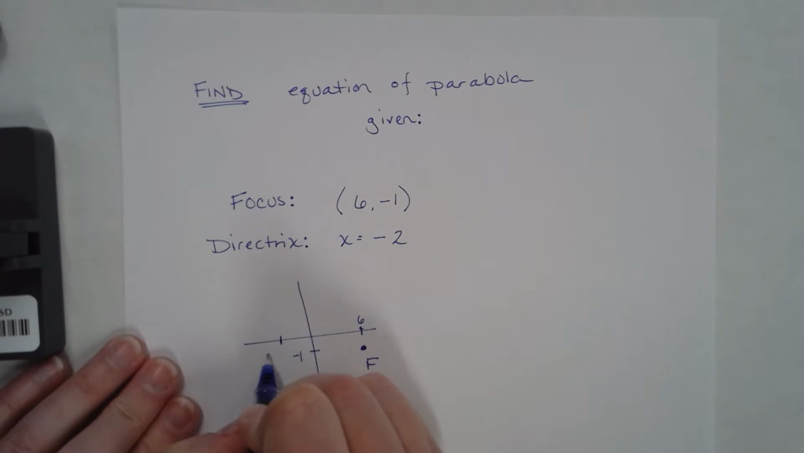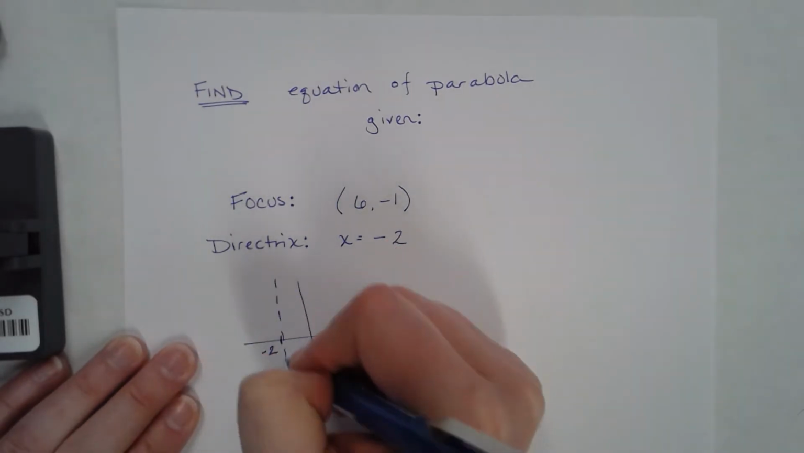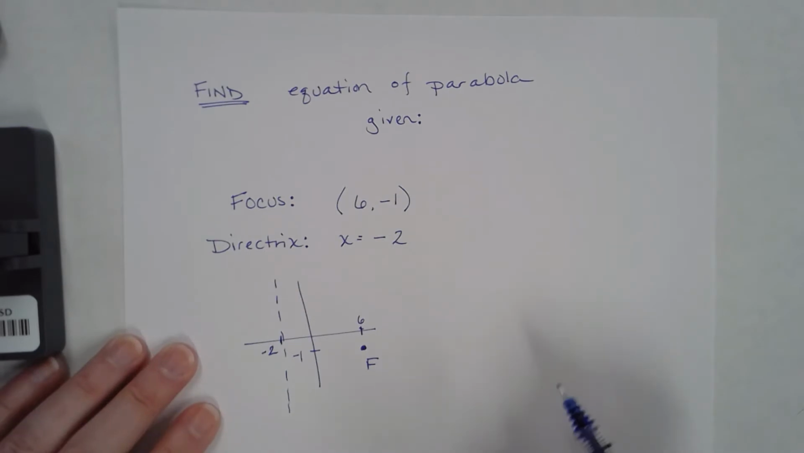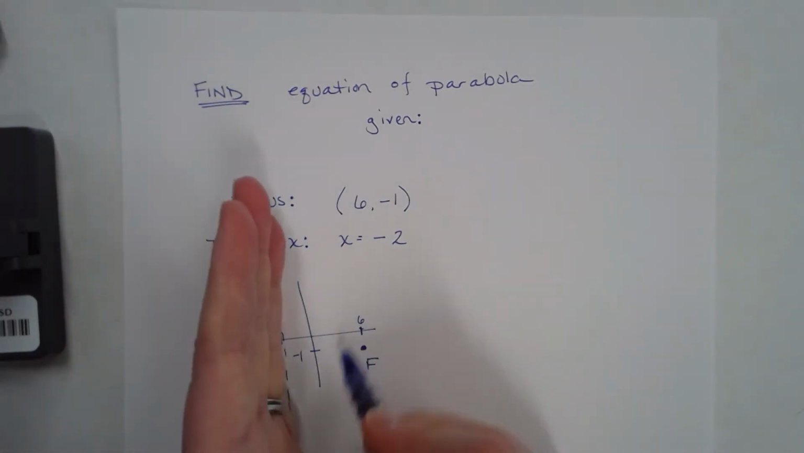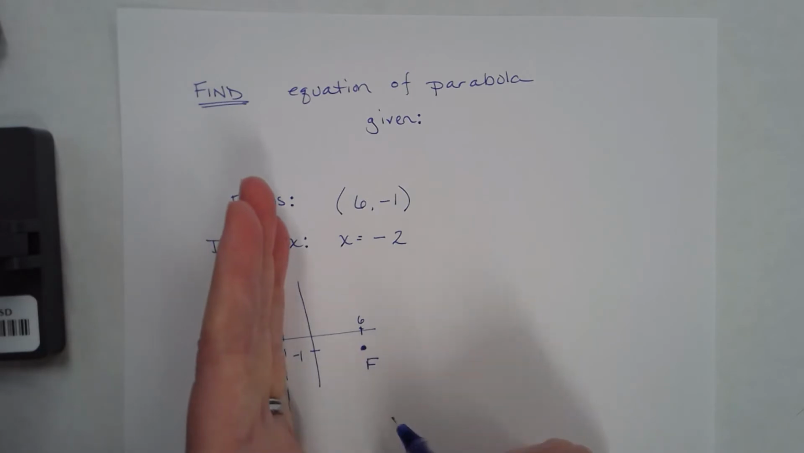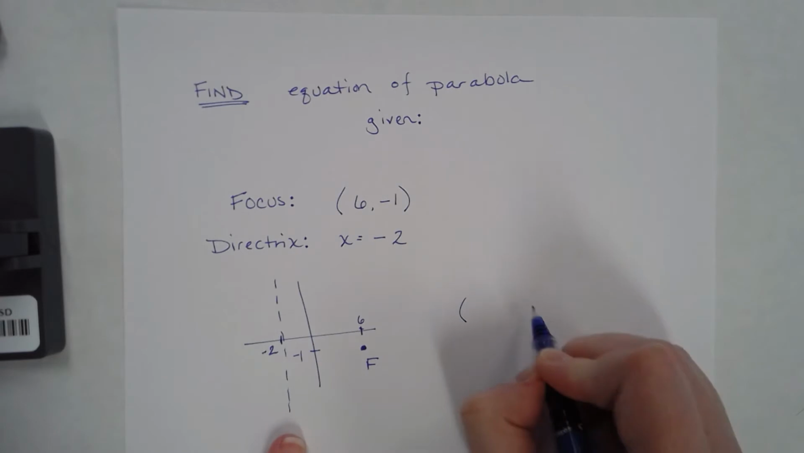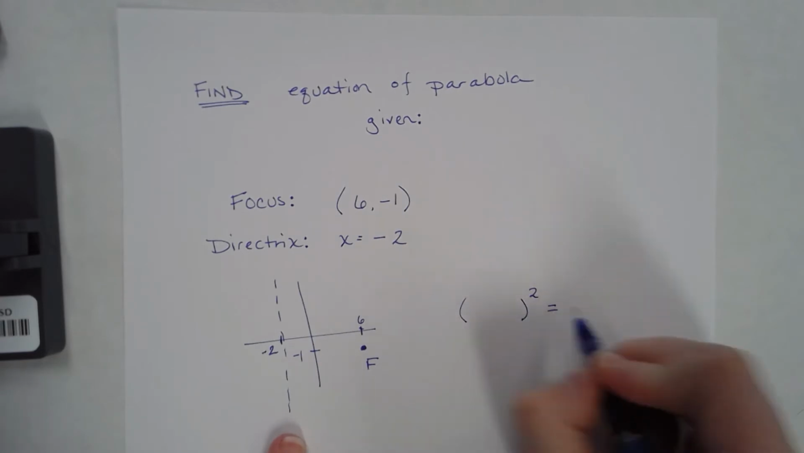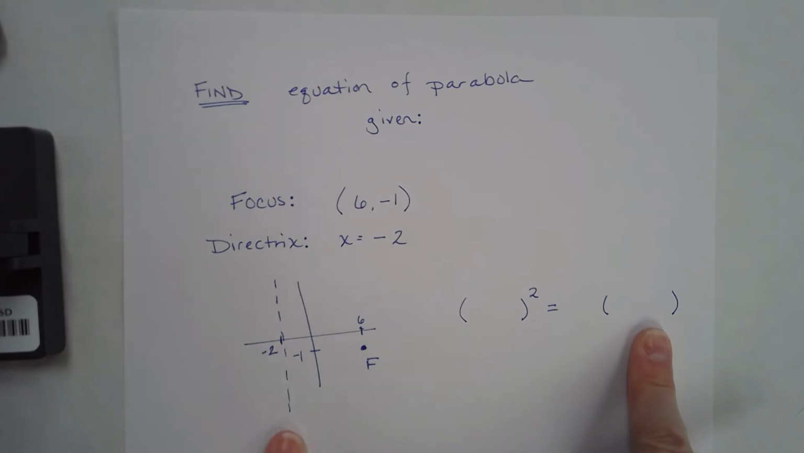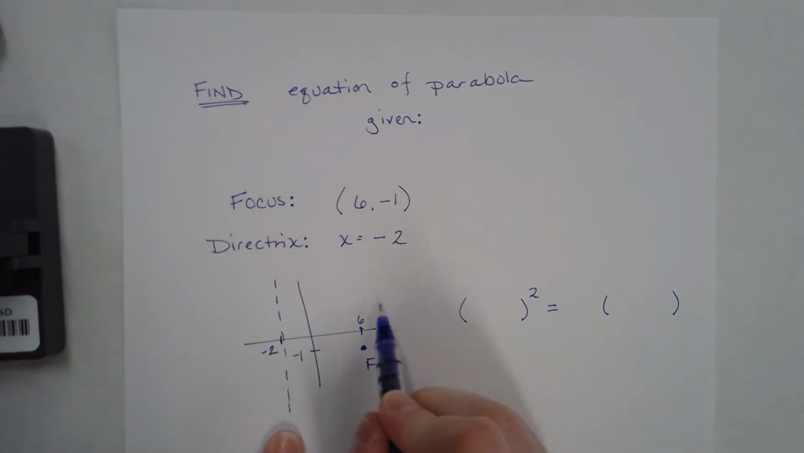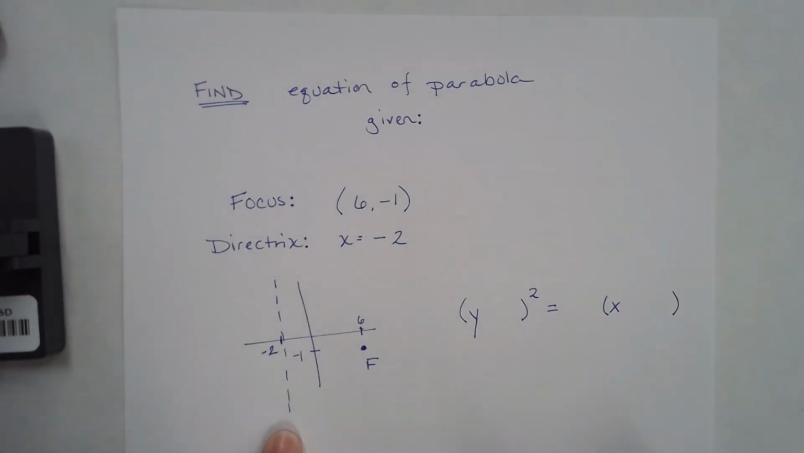-2 on the x-axis, here it is. That right away tells me, because my directrix is up and down, I have to have a sideways parabola, because remember, you can never touch your directrix. So when I write my equation, I know that it's going to be something squared equals something, and I'm going to fill in as I go. Because it's a sideways parabola, then I know that it's y squared.